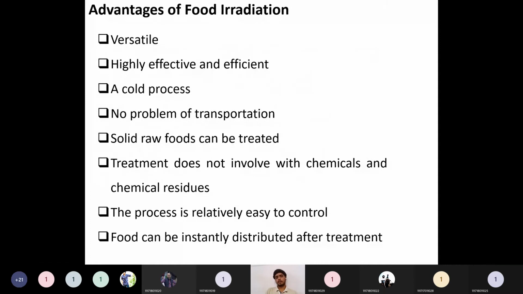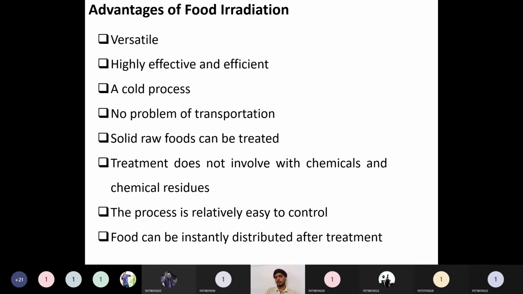Then what are the advantages? I am just listing these out for the benefit of the exam. So what are these advantages? It is versatile. What does that mean? Versatile means that this is a very flexible process. It can be applied to any number of products, right from medical equipment, replacement of fumigants, or disinfection of already spoiled food. We can use that. So it is a versatile process.